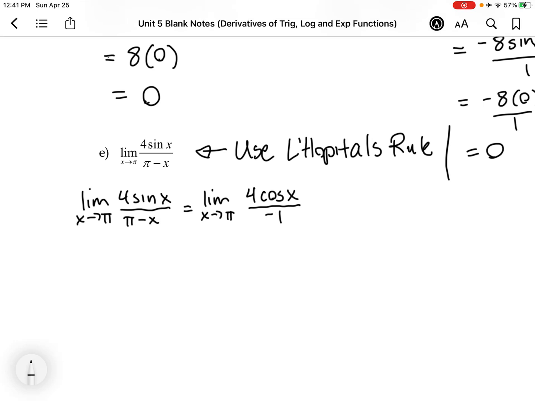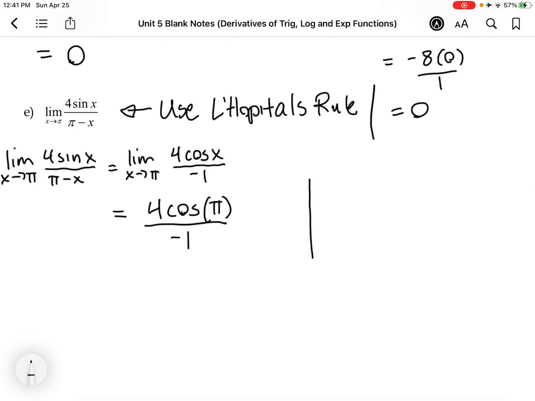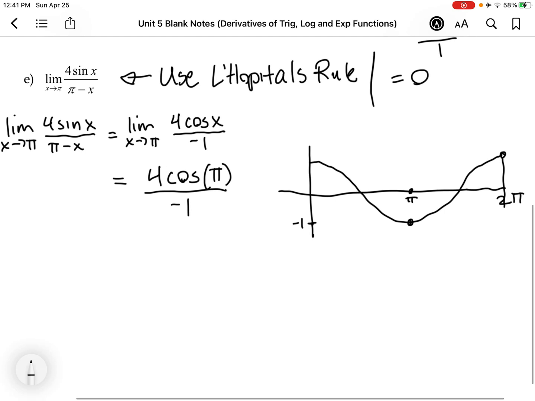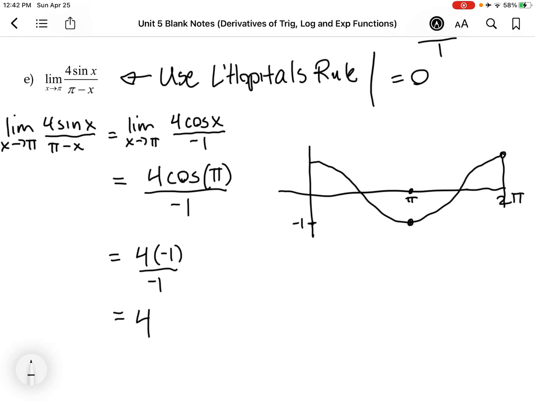So that will give us 4 cosine pi over negative 1. If you remember from your cosine graph, cosine looks like this. This is 2 pi over here, so pi is right here, and the value of cosine when x equals pi is negative 1. So this is going to be 4 times negative 1 over negative 1, which is just 4.